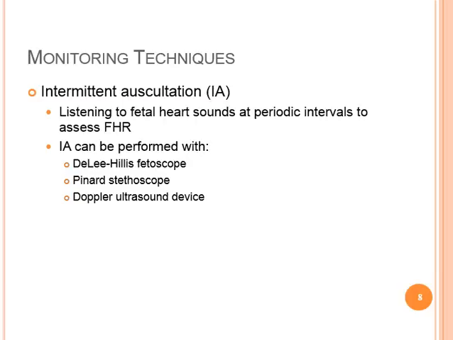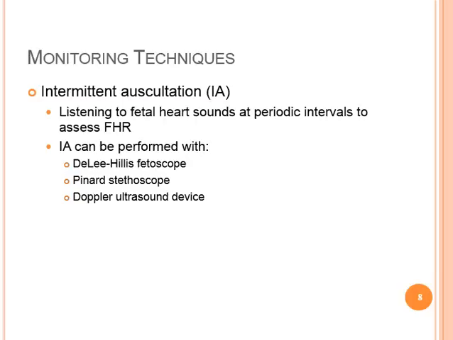Intermittent auscultation of the fetal heart rate involves listening to fetal heart sounds at periodic intervals to assess the fetal heart rate. Intermittent auscultation of the fetal heart rate can be performed with a Pinard stethoscope, a Doppler ultrasound, an ultrasound stethoscope, or a Dealey-Hillis fetoscope. Intermittent auscultation is easy to use, inexpensive, and less invasive than electronic fetal monitoring. It is often more comfortable for the woman and gives her more freedom of movement.